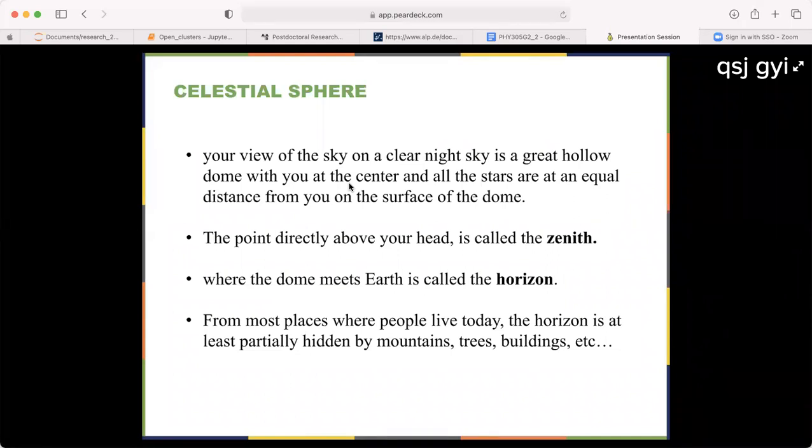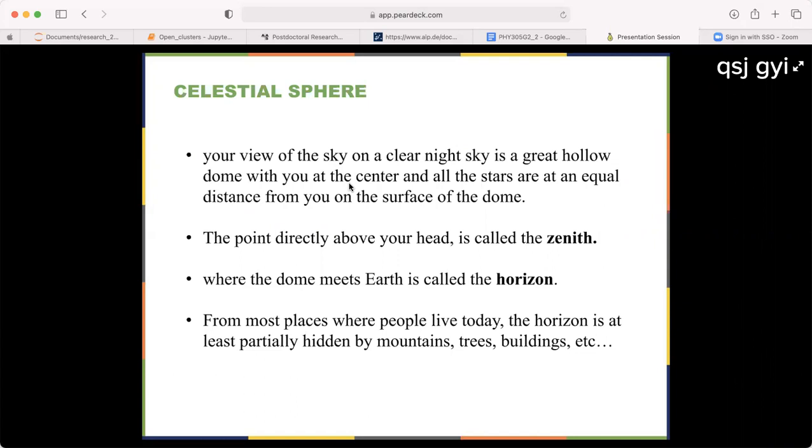And in this dome, if you go outside and look directly above your head, that particular point has a specific name in astronomy, and this name is zenith. So the point directly above your head is called the zenith.